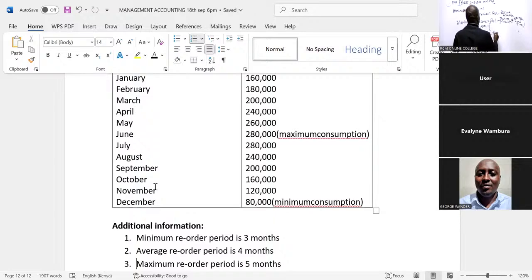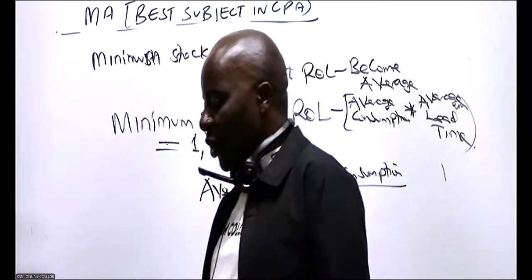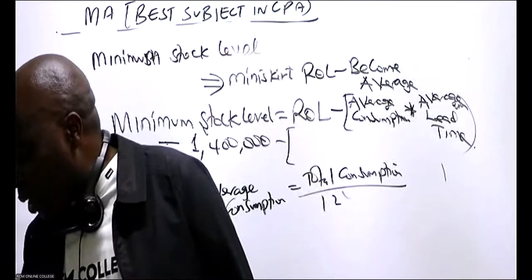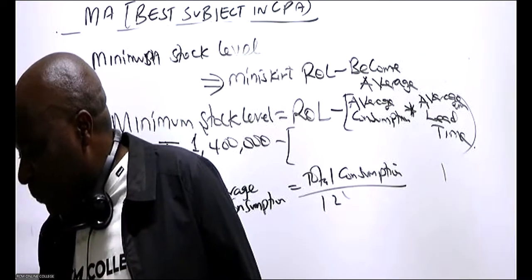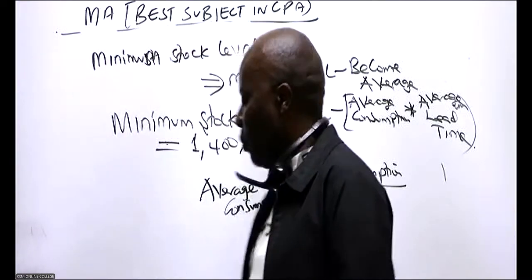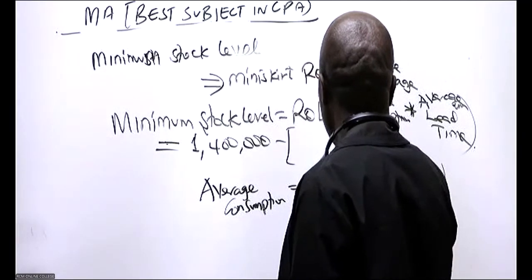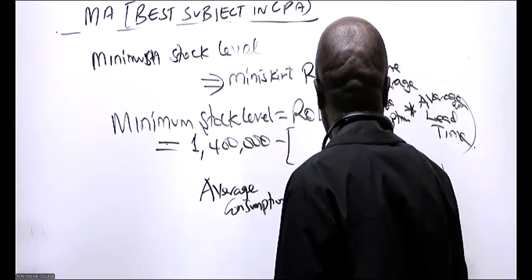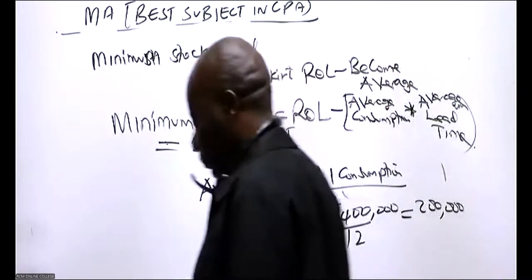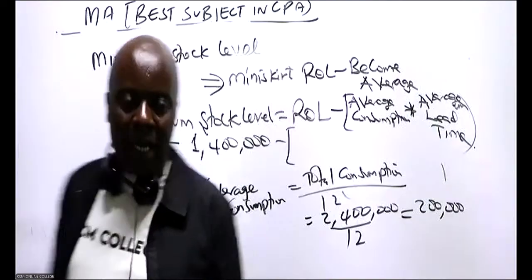So I will take total consumption. To average this, I divide it by 12. I have very aggressive students online as well. They're telling me that the total is supposed to be 2.4 million. I divide this by 12, and they have even gone ahead to give me 200,000. Are you able to get that 200,000? Thank you so much.